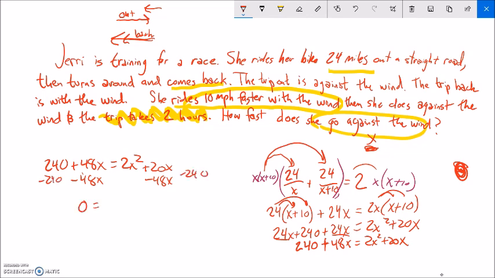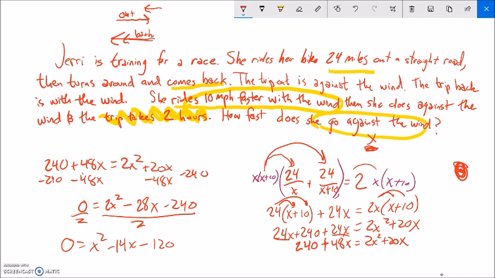Subtract 240 from both sides. And notice what I get left with is 0 equals 2x squared minus 28x minus 240. So I can go to solve this. I can try and factor it. I can run it through quadratic formula, anything that I can do to solve that quadratic. One thing I do notice is I could divide everything by 2 to make it a little easier to deal with. So 0 would equal x squared minus 14x minus 120. You don't have to do that. It just makes it easier to try and factor it.